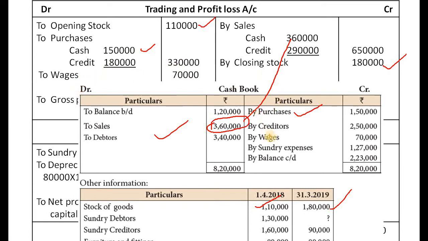And after that, we have information regarding wages in the cash book. Wages will be entered on the debit side of the trading account. After entering these details, if we balance the trading account, we will get the gross profit amount. That gross profit amount will be transferred to the profit and loss account credit side.